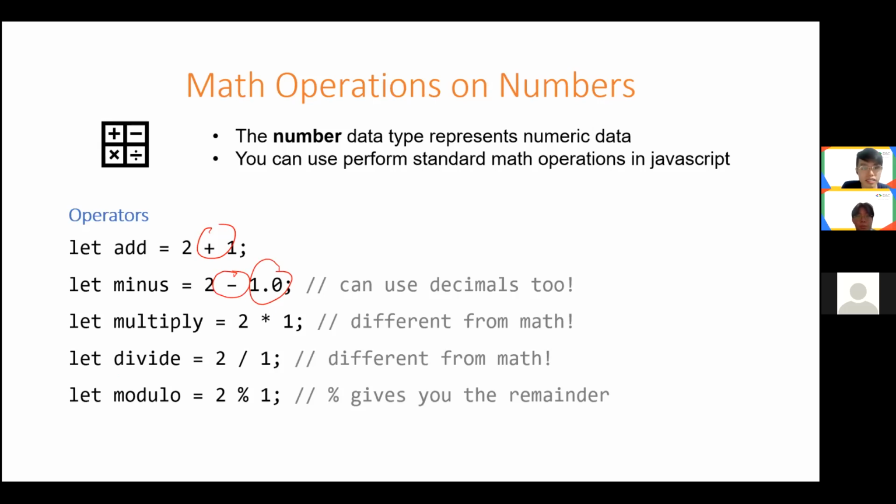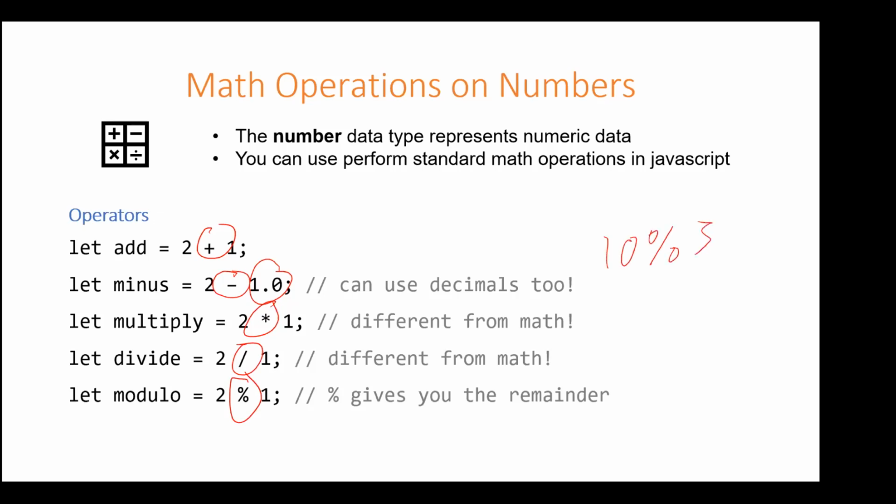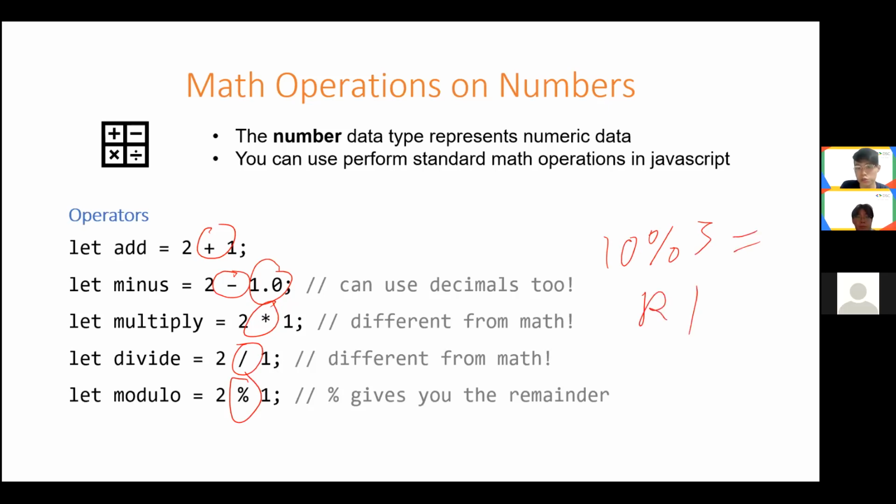Then there's multiply. You notice that it's different. It's not X, it's the asterisk, like how you would see in some calculators. You have divide as well, which is different. And you have something called modulo. Modulo basically gives you the remainder of your division. So if you have 10 modulo 3, the nearest multiple of 3 from 10 is 9. So that gives you a remainder of 1. So 10 modulo 3 will give you 1.